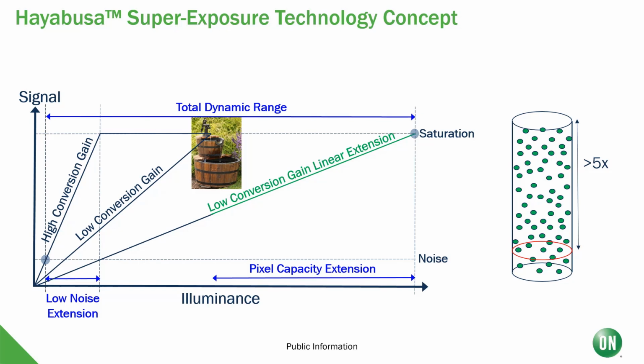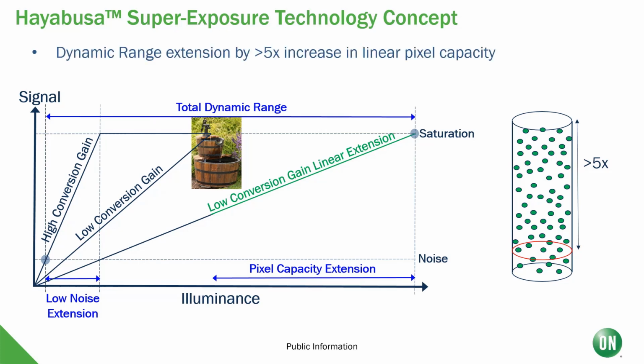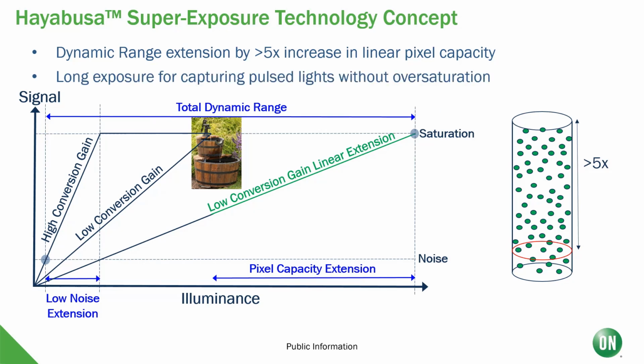So our total dynamic range has now dramatically increased, which enables us to use a longer exposure time to capture pulsed lights without oversaturation in a scene such as the one that was shown earlier.